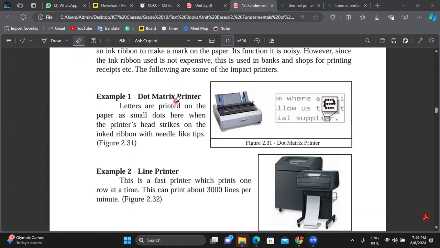So the quality is basically a bit lower than a laser printer, not very much lower. The highest quality printouts can be taken through a laser printer. We'll discuss that. So dot matrix printers have a ribbon. Shall I show you the picture of a ribbon as well?